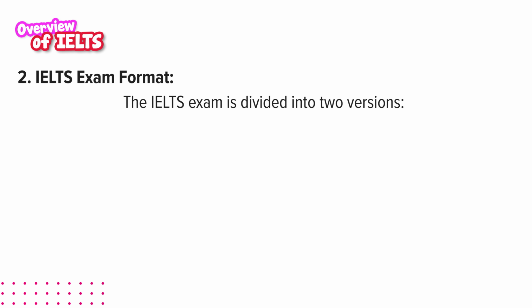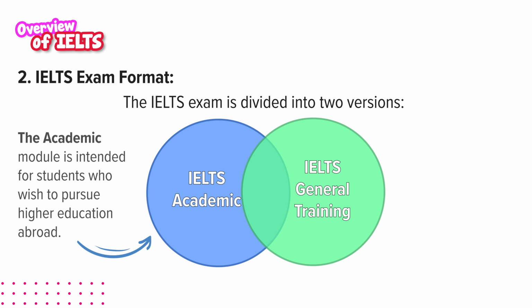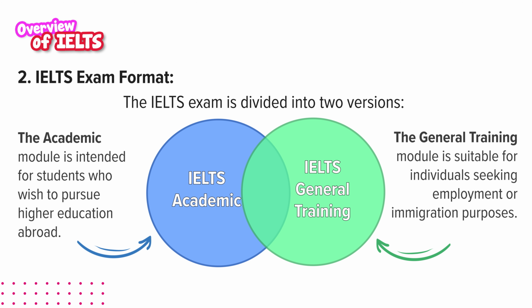Exam format: the exam is divided into two versions, academic and general training. The academic module is intended for students who wish to pursue higher education abroad, while the general training module is suitable for individuals seeking employment or immigration purposes. Both versions consist of 4 sections: listening, reading, writing, and speaking.